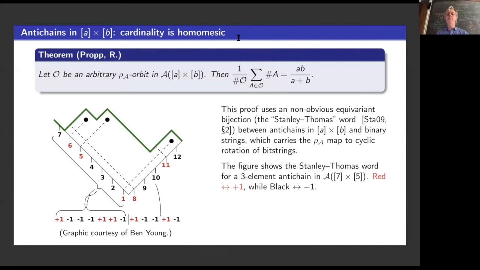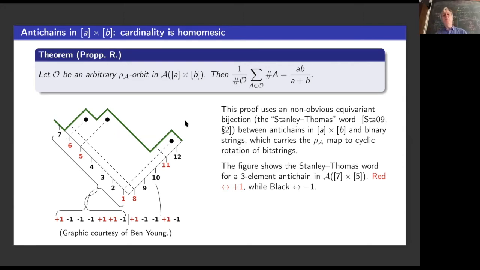And then the key tool that we use to make this work is an equivariant bijection. This equivariant bijection is something called the Stanley-Thomas word. It's described quite briefly in a paper that Stanley wrote. It gives you a non-obvious bijection between anti-chains in a rectangular poset and binary strings, which here we're representing with +1 and -1. And it's equivariant in the sense that as you cyclically rotate the string, that corresponds to anti-chain row motion.